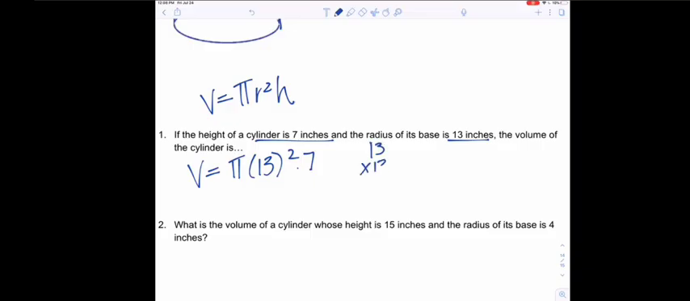So now we're going to do 13 times 13. 3 times 3 is 9. 3 times 1 is 3. Placeholder 0. 1 times 3 is 3. 1 times 1 is 1. That gives me 169.